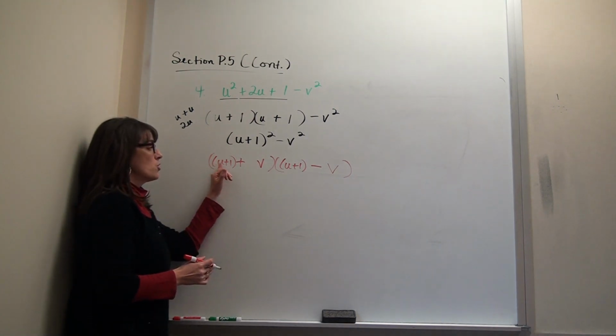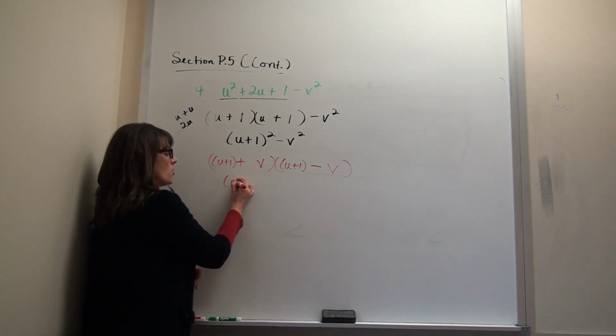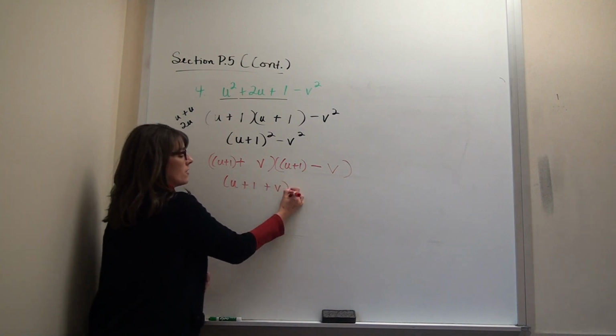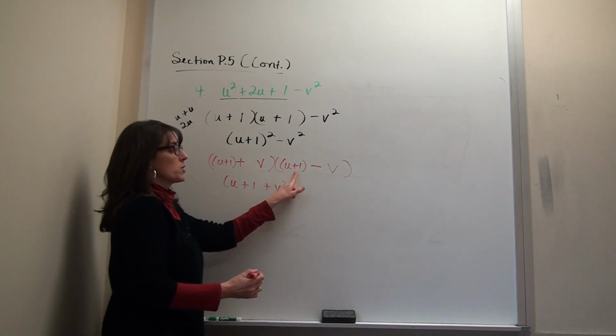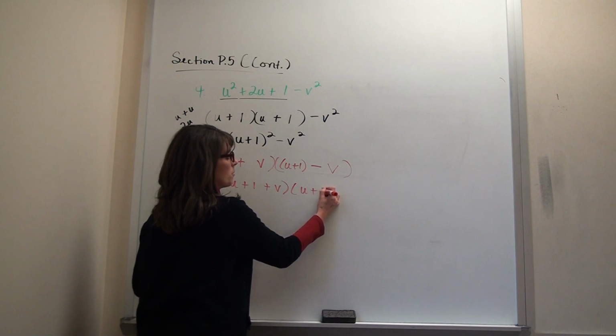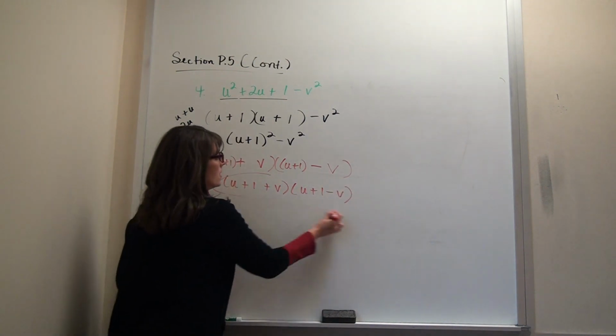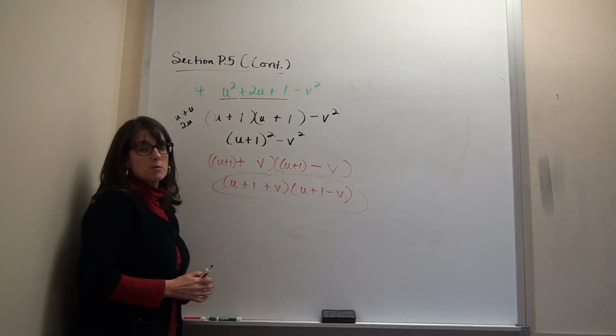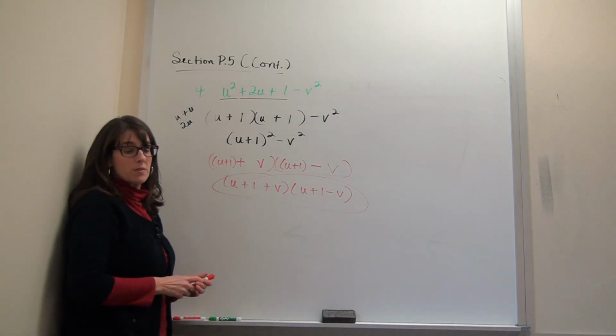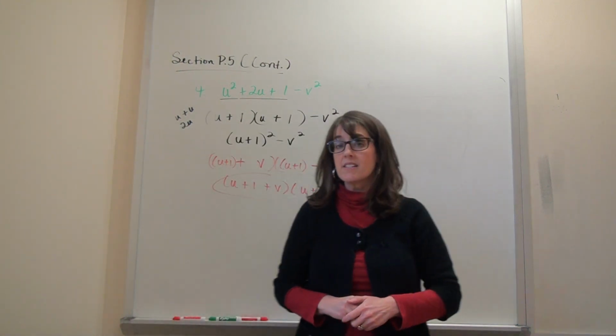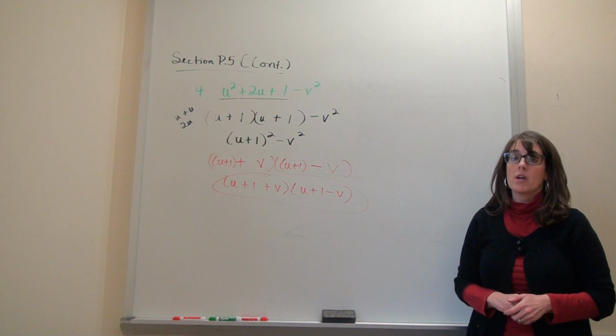And remember, it's just a u plus a 1 plus a v, so I really don't need that parentheses that's in there. And the same thing here, it's just a u plus a 1 minus a v, so I don't really need that parentheses that's in there either. Here I've got a parentheses times a parentheses, so therefore it's factored. And that is how you factor four polynomials.